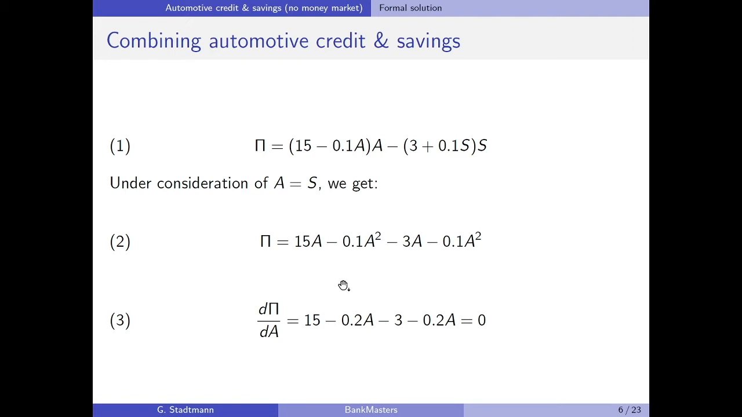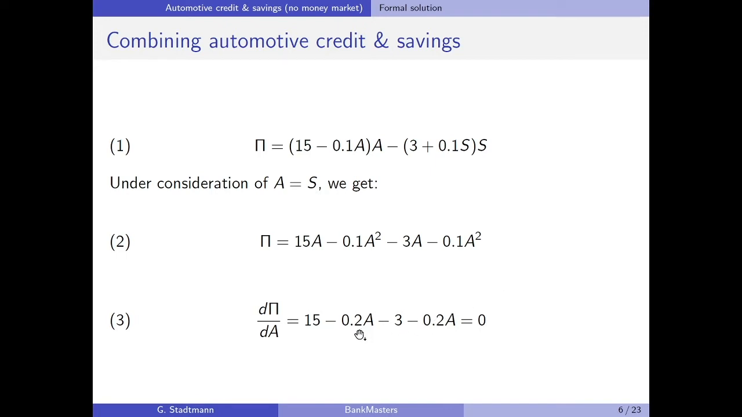So in here, we have 15 minus 0.2 times A. This is the marginal revenue. This was revenue, and when we take the first derivative of this function, we end up with this part. So this is the marginal revenue. And this part is the marginal cost, because this was the cost side. When we take the first derivative, we end up with the marginal cost, the cost that is incurred by just producing one more quantity.